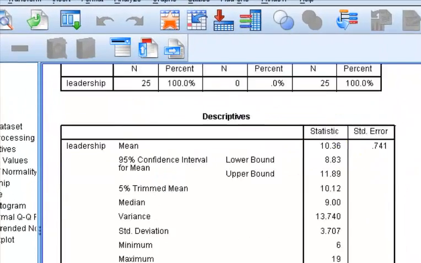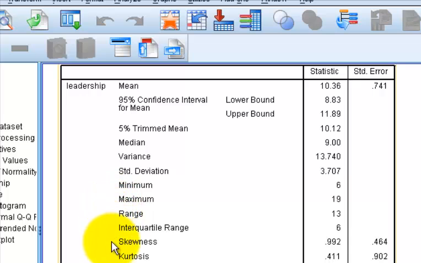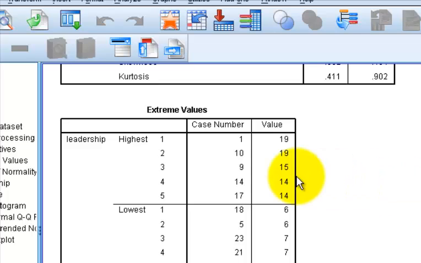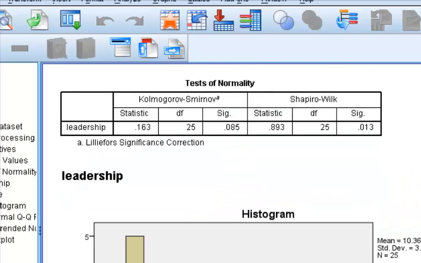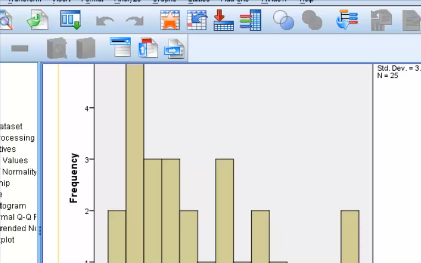Tells us how many people we got, 25. Nobody's missing. This gives us our skewness and kurtosis. These numbers aren't perfect, but they're well within range. I believe if these numbers are over 2, then you're in trouble. But let's go ahead and look at the data. Again, extreme values, not necessarily outliers. Test of normality, right? There's the Smirnoff test.